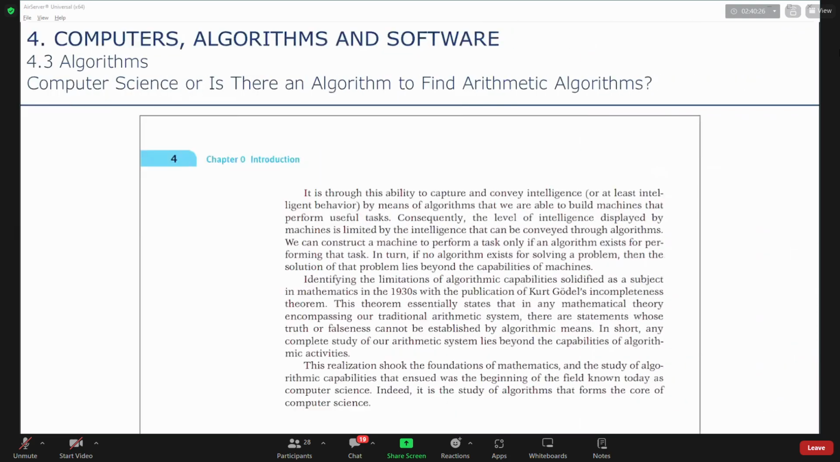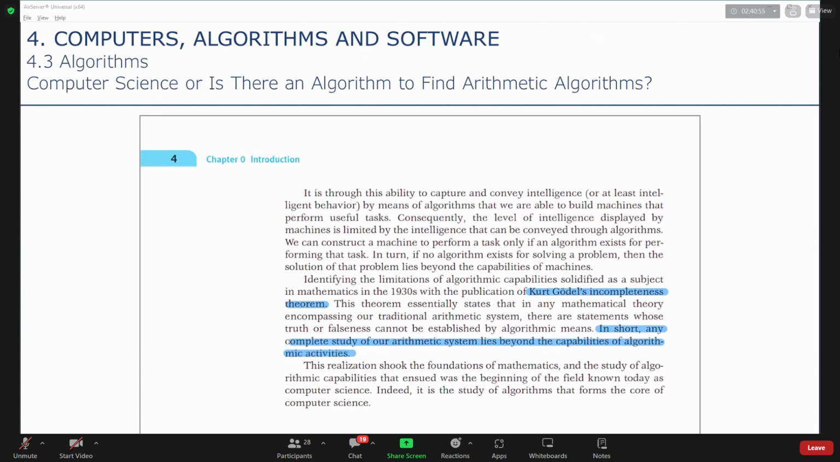So the last thing that we already mentioned in one of our first lectures was Gödel's incompleteness theorem, which is stating that any complete study of our arithmetic system lies beyond the capabilities of algorithmic activities.